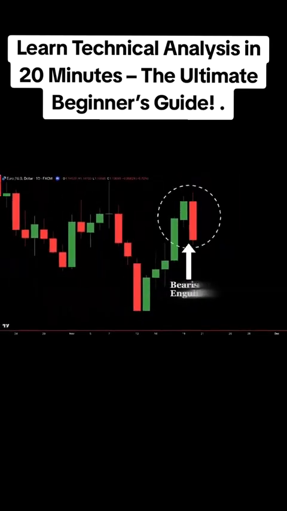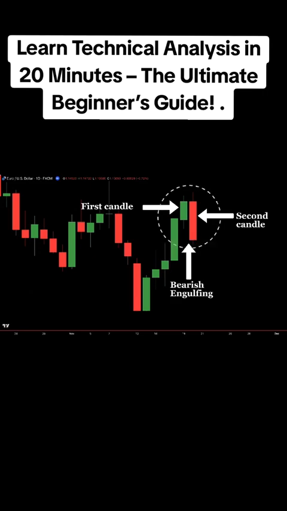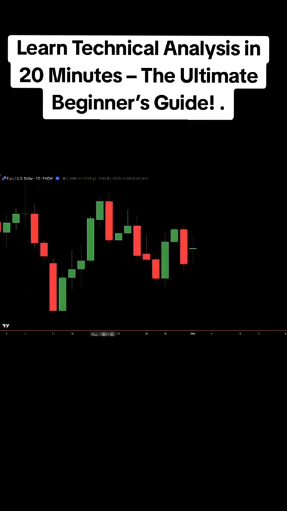On the other hand, a bearish engulfing happens at the top of an uptrend. The first candle is green, indicating buying pressure, but then a much larger red candle follows, completely swallowing the previous one. This shift shows that sellers have taken control and a potential move downward could be coming.